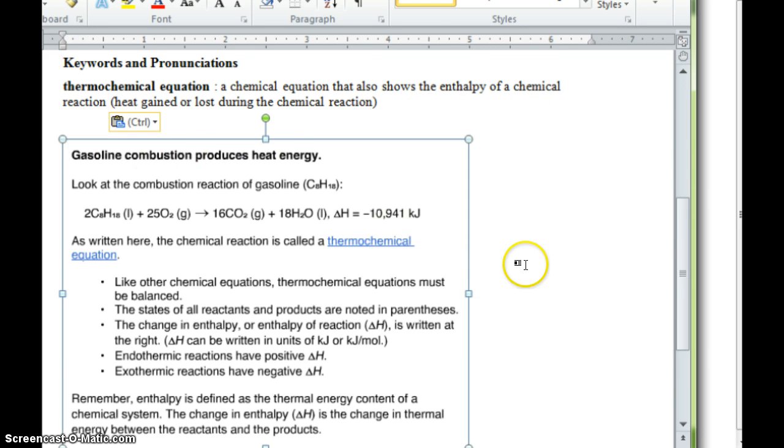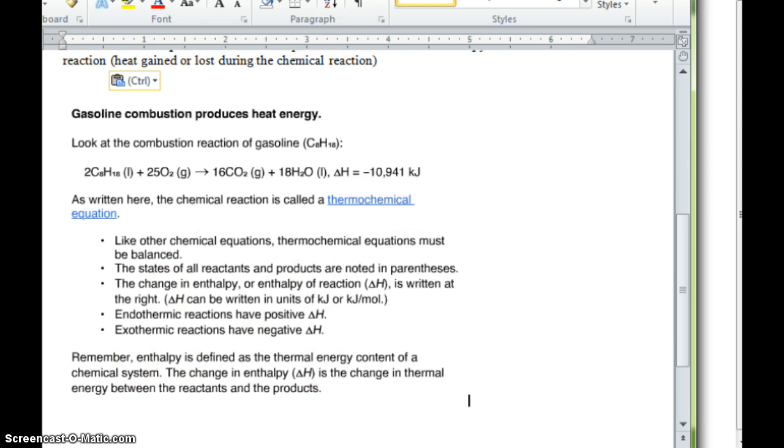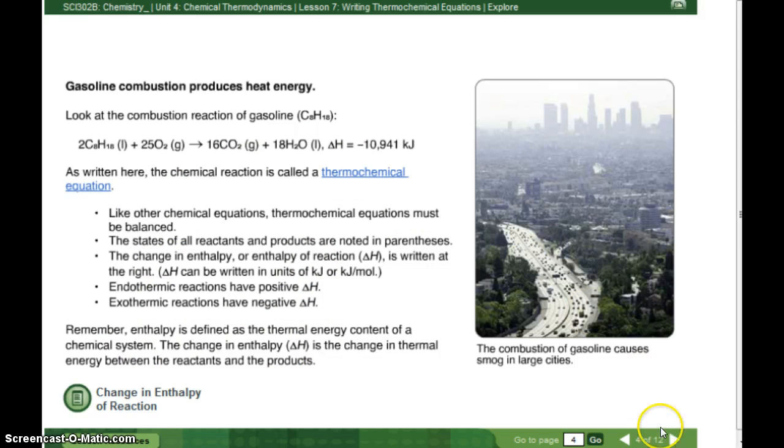And then I just copied this part of the slide because it's very important that you know all the parts of the thermochemical equation, and it just lists them out right here. It tells you about endothermic and exothermic, and again what enthalpy is. So definitely not the most concise, but it's pretty well written. As always, feel free to modify your own notes.